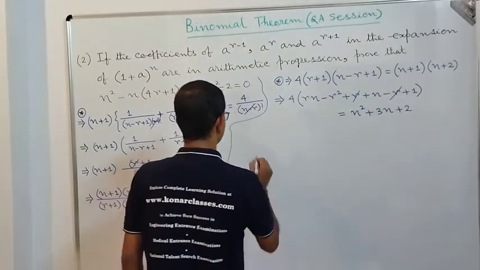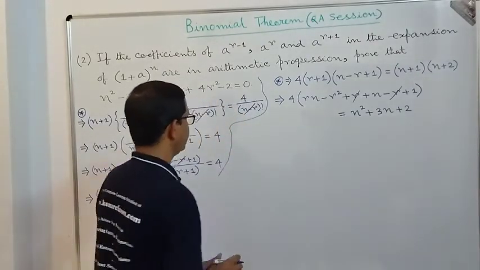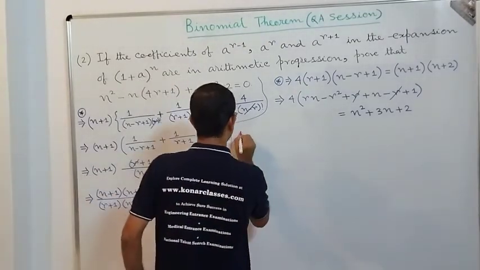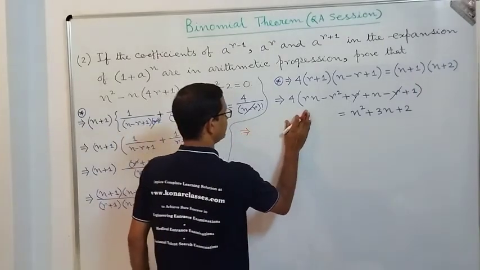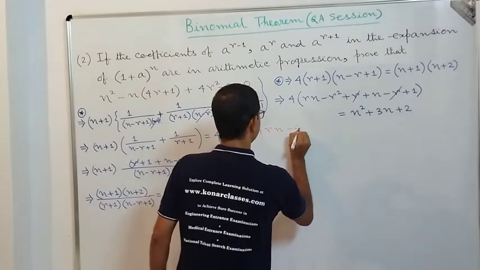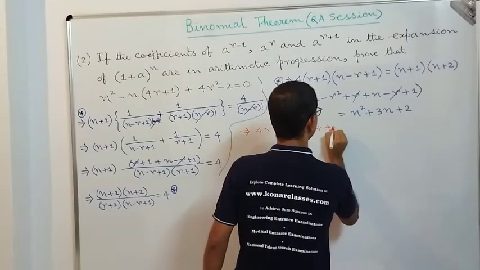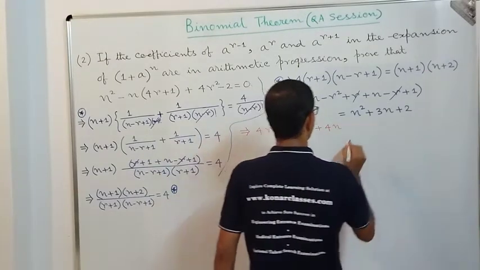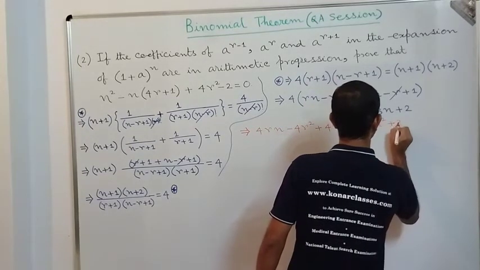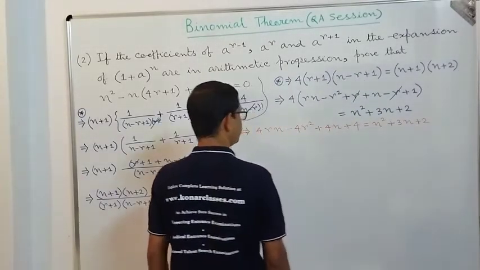So what do we get here, dear students? So this implies, so let me use a different color, because in the left hand side of this board it is in the blue color. So this implies, dear students, what we get? We get 4rn minus 4r square plus 4n, plus 4 is equal to n square plus 3n plus 2. Okay, so then what we get, dear students?